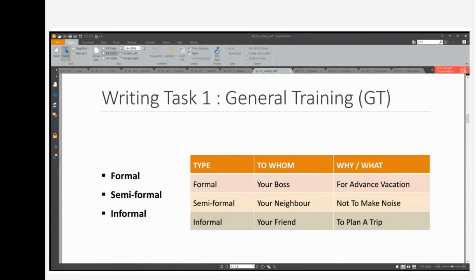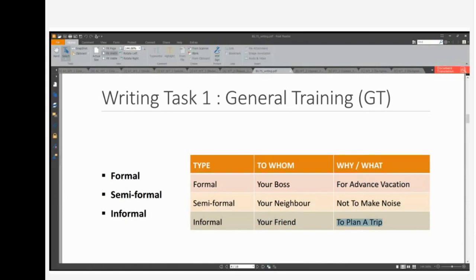Suppose you're writing a letter to your boss for advance vacation. This falls into the category of a formal letter, because with your boss the relation is quite formal, and the reason you're writing the letter is quite official. An informal letter will be something like you're writing a letter to your friend and you're planning to make a trip. This is a personal reason, and you're writing to your friend, so this is an informal type of letter.